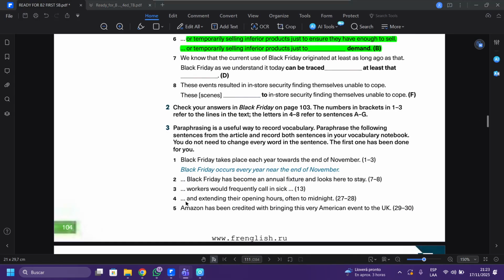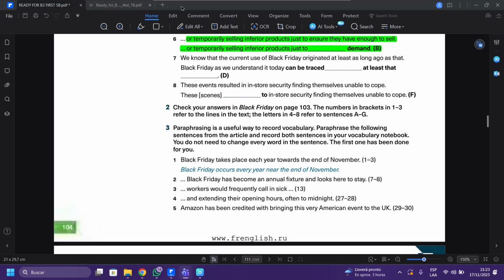The next one. Number 4. In extending their opening hours often to midnight. How would you paraphrase this one? In extending their opening hours often to midnight. It could be, for example, that employees extended their opening hours frequently, usually, for example, frequently, right?